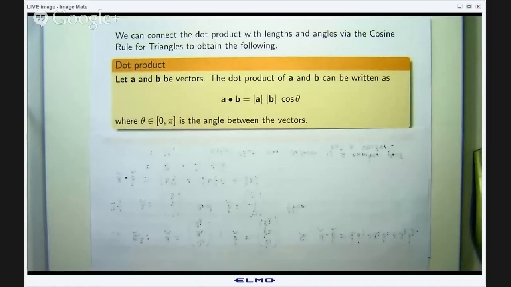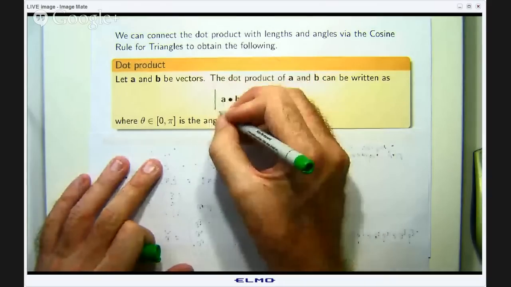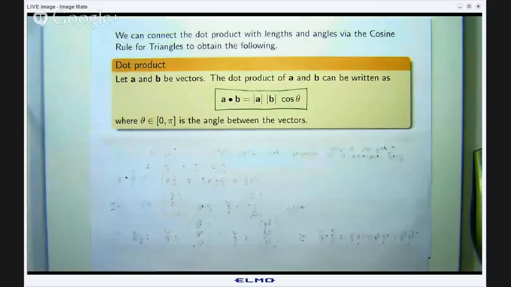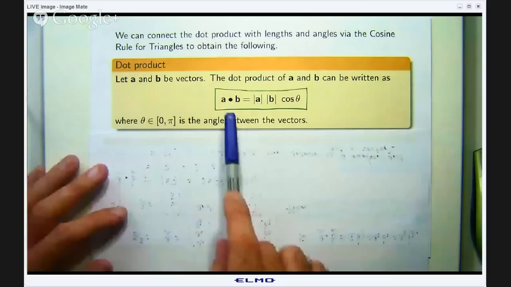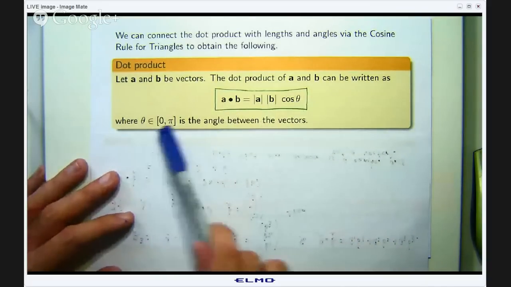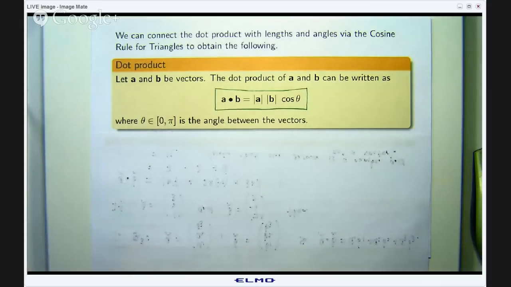Okay, so that's just a little bit of algebra and defining this dot product. We can connect the dot product with lengths and angles via the cosine rule for triangles to obtain the following. And sometimes this is the form that you see in textbooks, for example, in engineering. This is how they define the dot product. Here the dot product is just the product of the lengths of the two vectors multiplied by cos theta, where theta is the angle between the vectors.